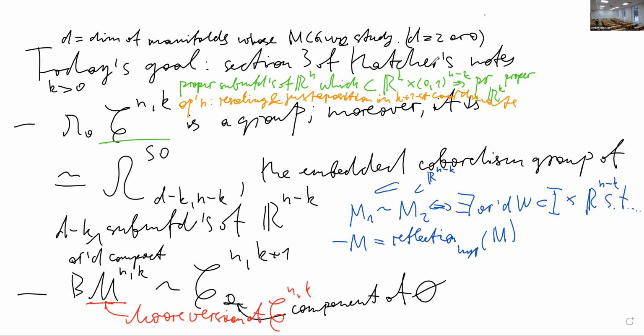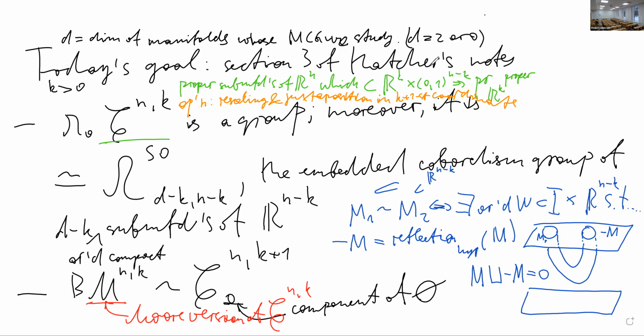Minus M is the reflection of M in a hyperplane. How to prove that M disjoint union with minus M is 0? We take W to be a cobordism which has the shape shown on the board, and this is a cobordism between M disjoint union with minus M and the empty set.